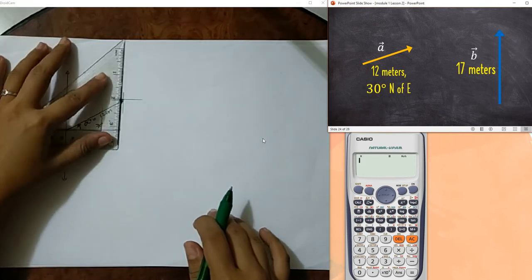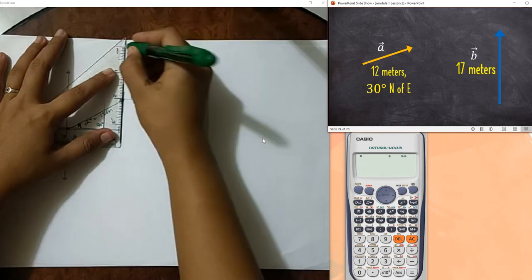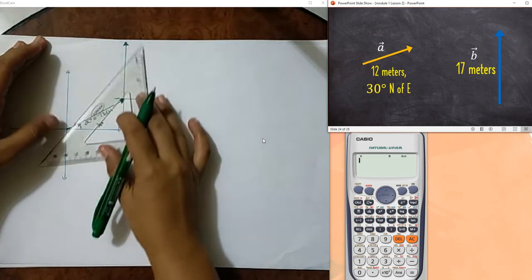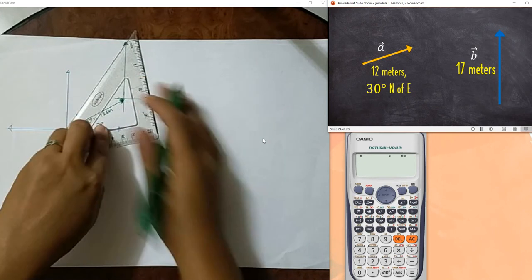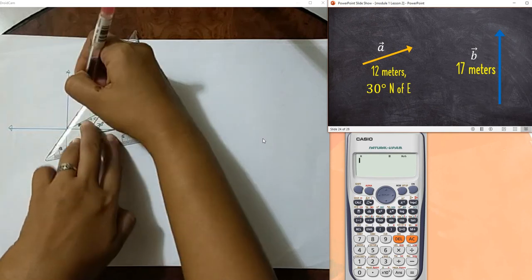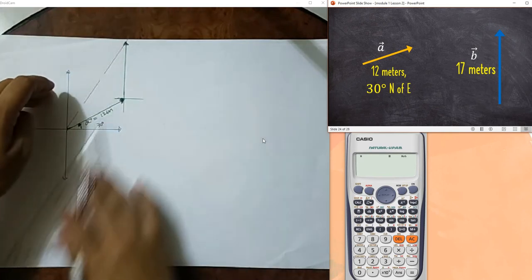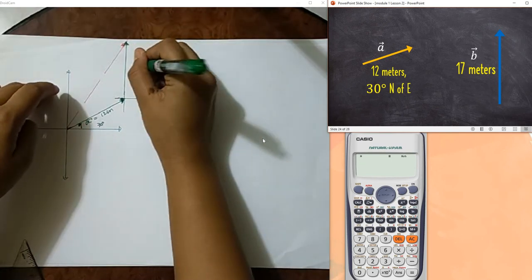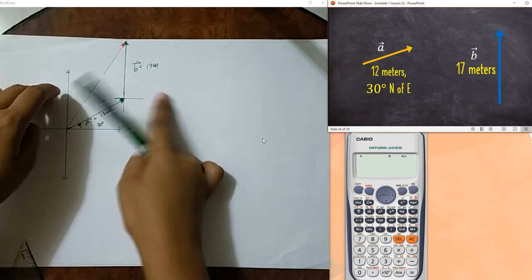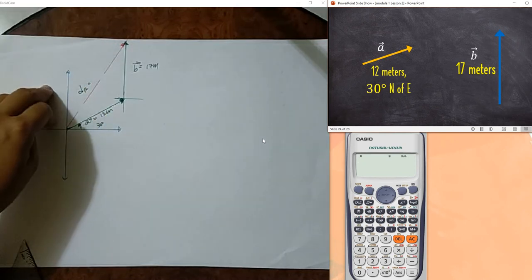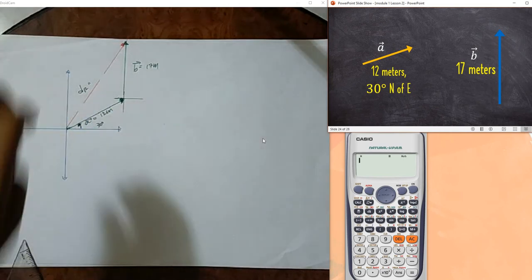Okay, so for the second vector, it is 17 meters directed north. So let's say this is 17 meters. And here it is for our resultant vector. So I'll be using here red pen for the resultant vector. Okay, so vector B, 17 meters directed north. And for our resultant vector, I will be using d sub r here since we're dealing with displacement. So we will be looking for our resultant vector later.